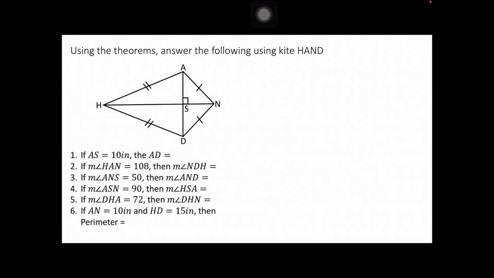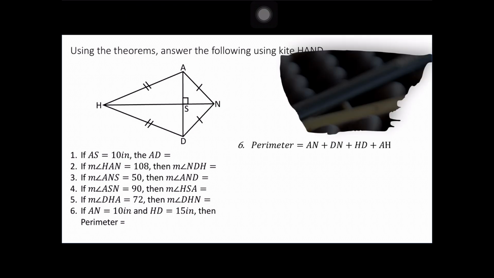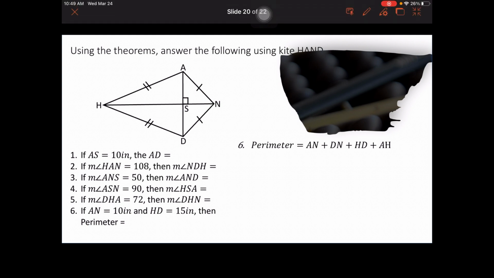Okay, number 6, perimeter. Since pagdating naman po sa perimeter, wala naman tayo nabanggit na theorem related to the perimeter. Pero pag nagsasagot po kasi tayo ng perimeter, ina-add lang natin yung lahat ng sides ng ating polygon. Katulad sa triangle, pag kumukuha tayo ng perimeter ng triangle, ina-add lang natin yung length ng 3 sides. Ganun din po sa kite. I-add lang natin lahat ng sides ng ating kite.